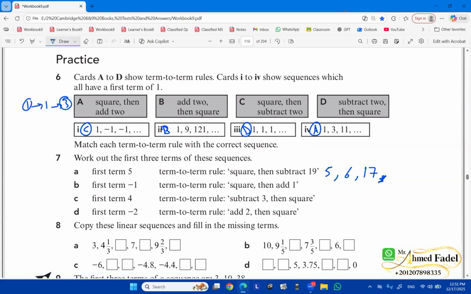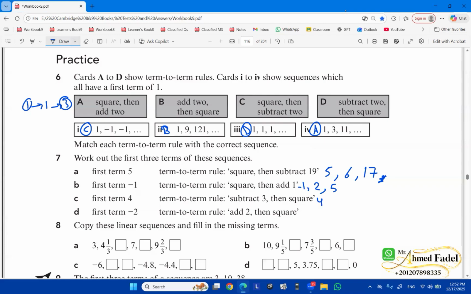Question B here, first term is -1. The term rule is square it, so -1 squared is 1. Then add 1 becomes 2. So the first one is -1, then 2. Again, we squared -1, became 1. Add 1 to it, so becomes 2. Square the 2, 4. Then add 1, 5. That's it.